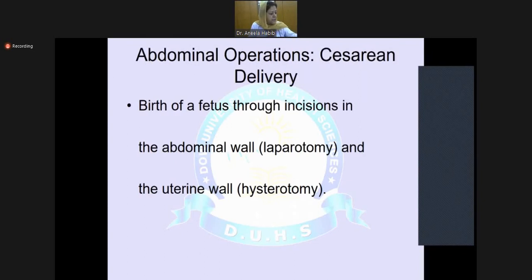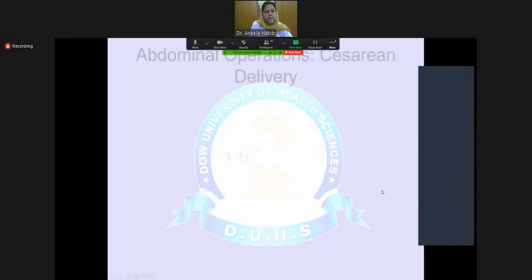This is an abdominal operation. This is called a cesarean section, and this is the delivery of a baby by abdominal incision. If you are giving an incision in the abdominal wall, that is called a laparotomy, and in the uterine wall, that is a hysterotomy. It is an abdominal operation or a cesarean delivery.